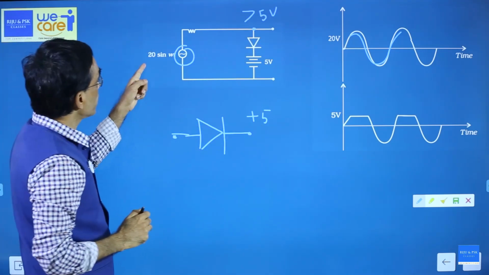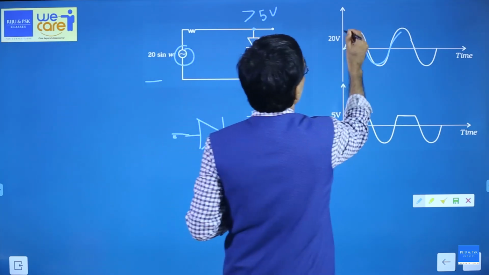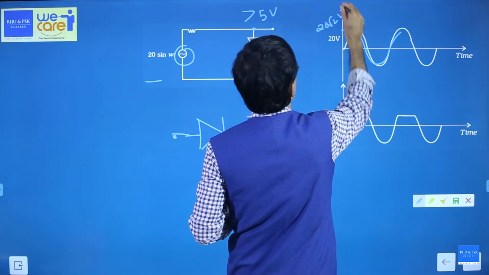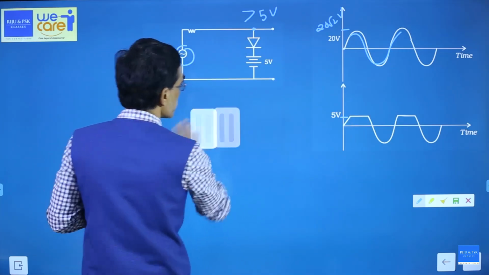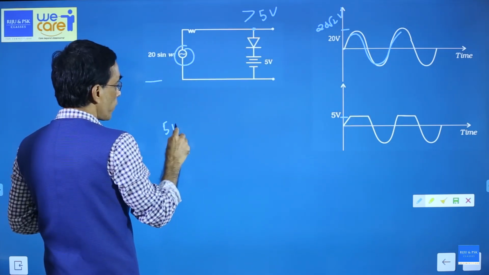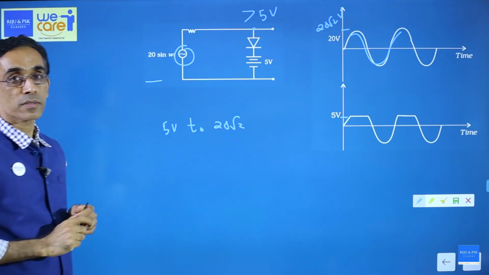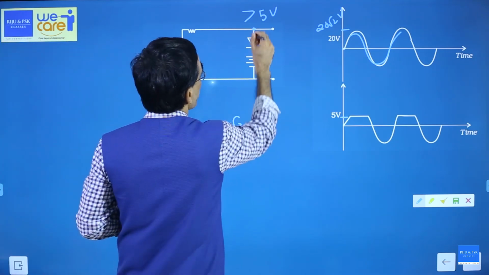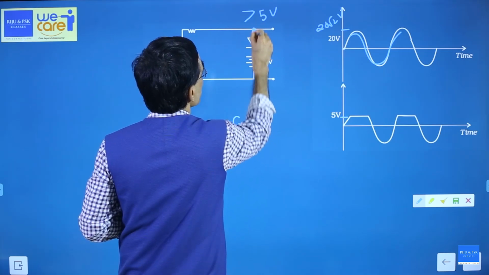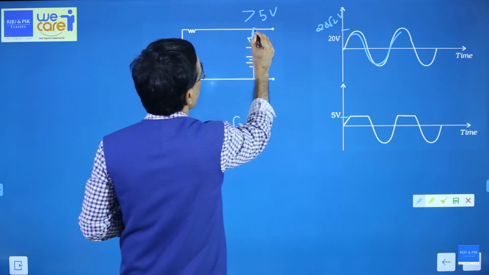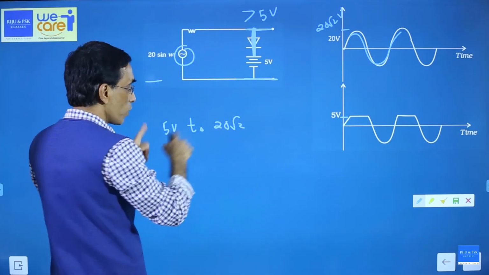Okay. Now you have an alternating signal 20 sin omega t. That means the peak value must be 20 root 2 volt. So from 5 volt to 20 root 2, that's the point. When the input is 5 volt to 20 root 2, diode will conduct. When diode conducts, you can see the diode is a short circuit. Okay, so what is the output voltage? At 5 volt it starts conducting.